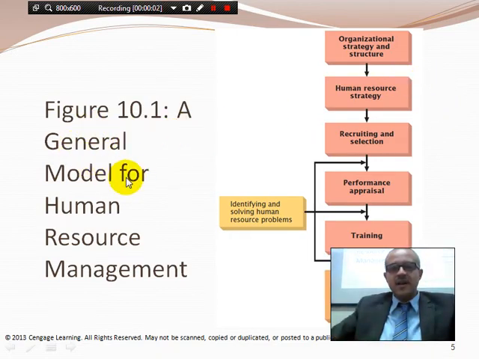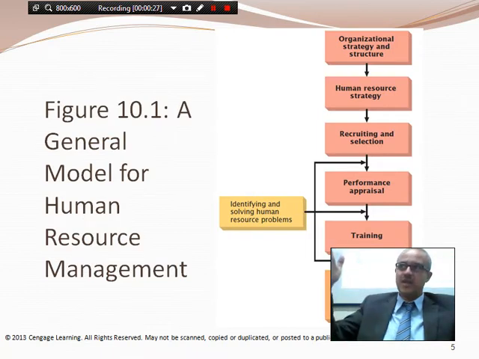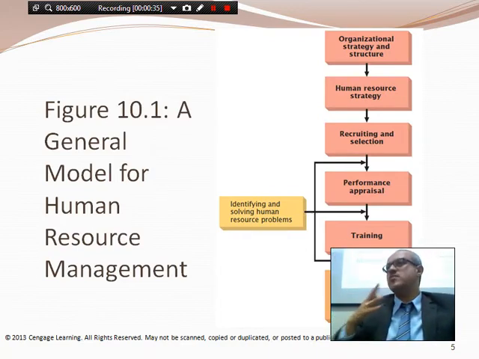If we look at the general model for human resource management, we see those steps. Number one, you need to have some organizational strategy and structure. So at the beginning, if your business is developing and you're making your plan, and if you remember in the planning chapter, we talked about how you need to have a strategic plan, where you want to be in the long run. Based on that objective, you want to set your human resource objective as well. So that's where it starts. Human resource management starts from where you want to be in the next 5 years.